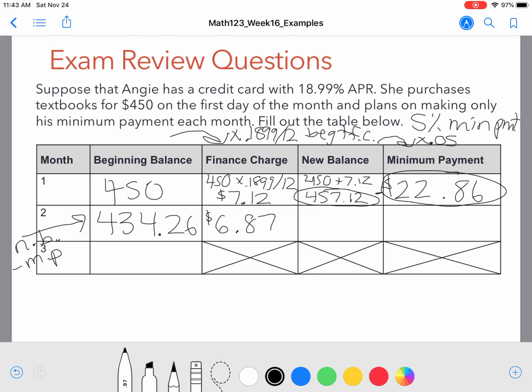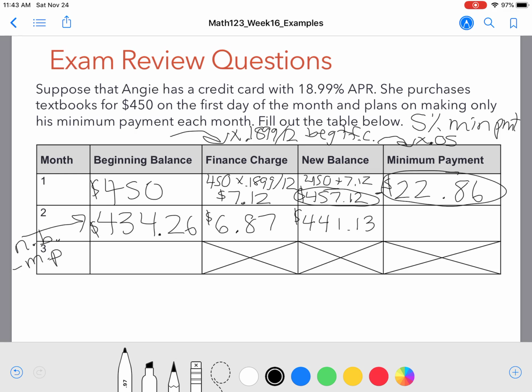My new balance I'm going to find by taking my beginning balance and adding on my finance charge. So I take my 434.26 plus my 6.87, and I get 441.13. These we could put dollar signs in front of all of them if we want. Okay.